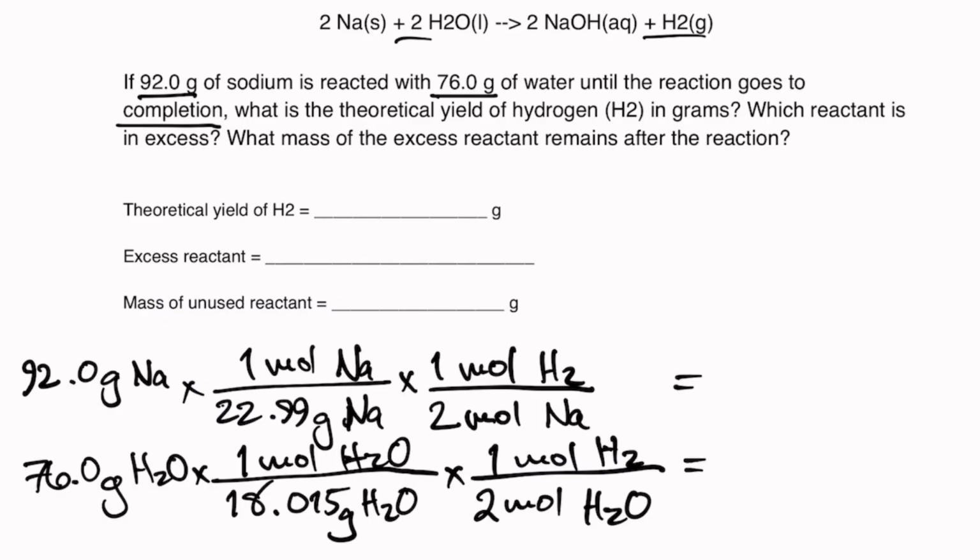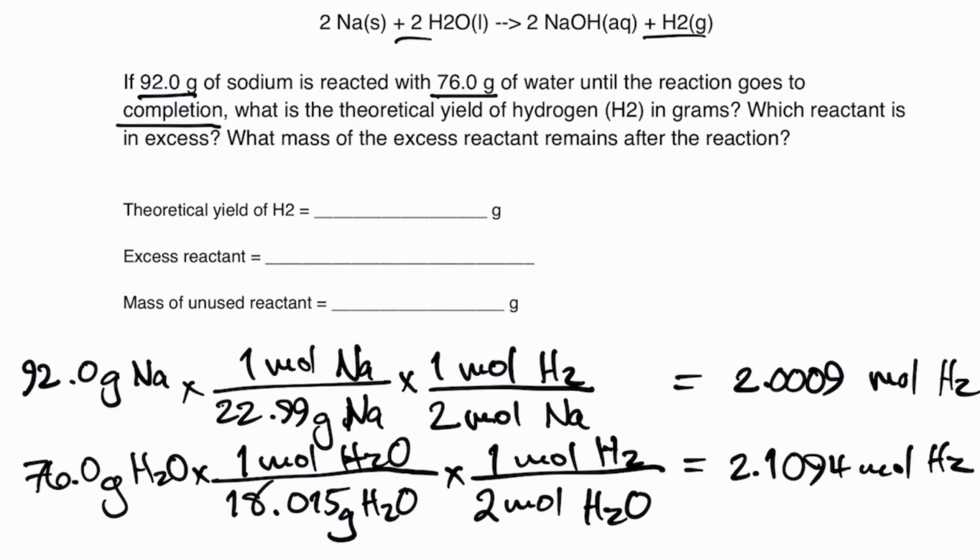Okay. Now we calculate both of these. Pull my calculator out. 92 divided by 22.99 divided by 2. And I get 2.0009 moles of H2 gas. Now, mind you, significant figures, right? We're going to check that out in a second, and then we'll round later. Do not worry. This is going to be 2.109 moles H2.